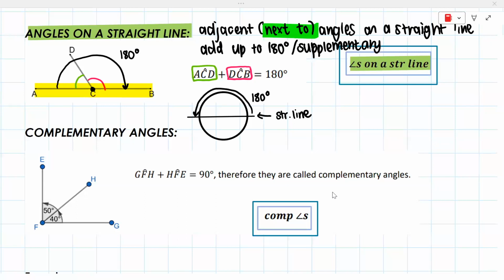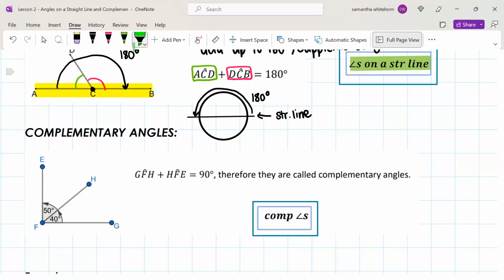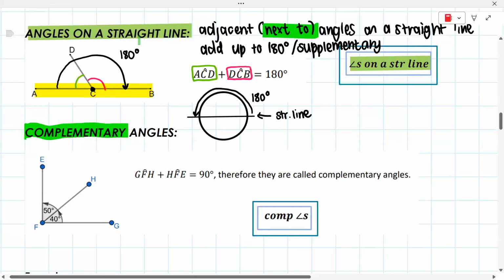That reason is complementary angles. Now, what you guys have probably heard of is the complement of or complementary angles, but what we often don't realize is that it is actually a geometric reason we can use. So we've just spoken about angles on a straight line. Complementary angles are angles that add up to 90 degrees.